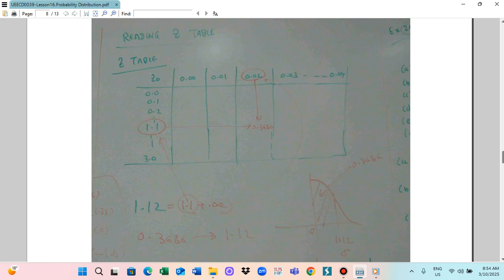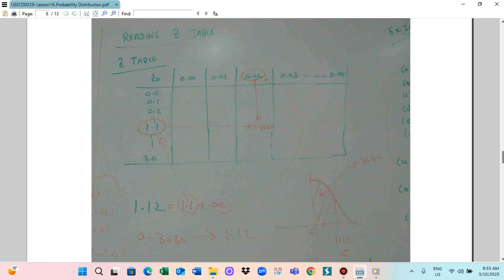So for the Z table, firstly I will show you how to read the table, and then I will use it to do the problem. So this is the Z table here. This is the Z0. This horizontal scale is 0.00, 0.01, 0.02, and 0.03 up to 0.09. And this vertical scale is 0.0, 0.1, 0.2, go to 1.1, and go to 3.0, like this. So this is the Z table here.